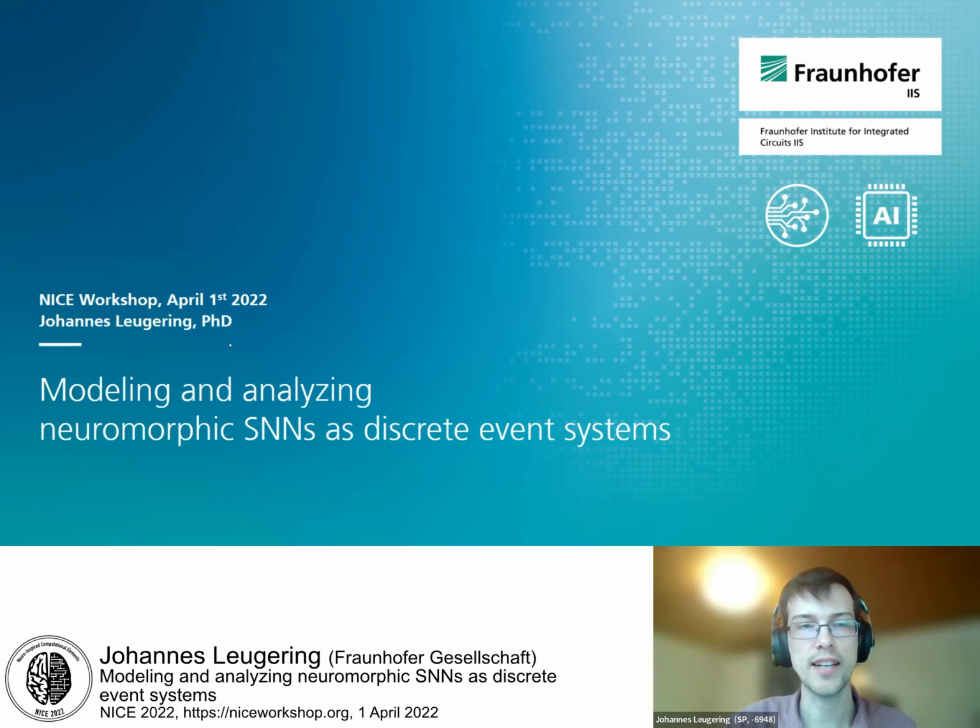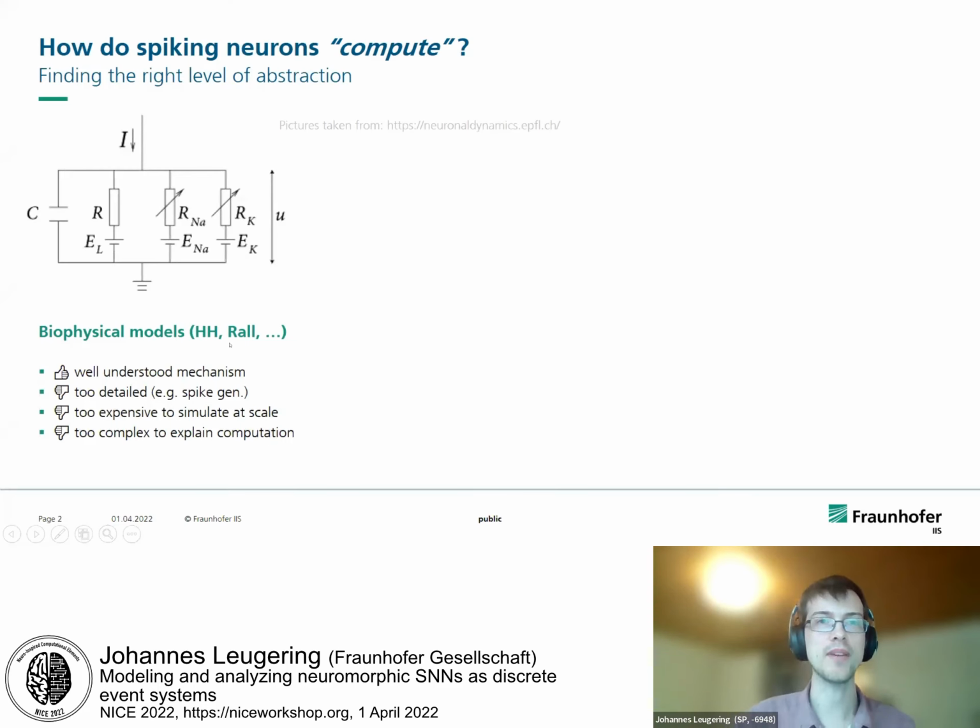So let me start at the beginning. I want to start with the question of how neurons even compute, in particular spiking neurons. This question is a bit difficult to answer because you need to find a good level of abstraction to model this. As we are all familiar with, the most detailed biophysical models of neurons, like the Hodgkin-Huxley model or the Rall model, are really good at capturing the biological properties of the neurons.